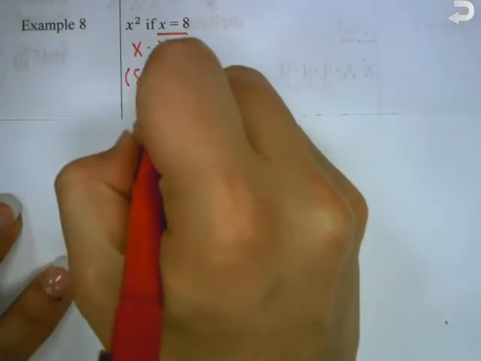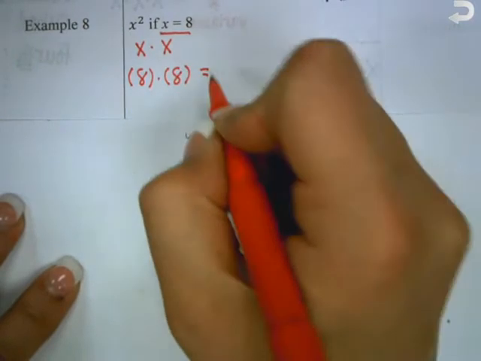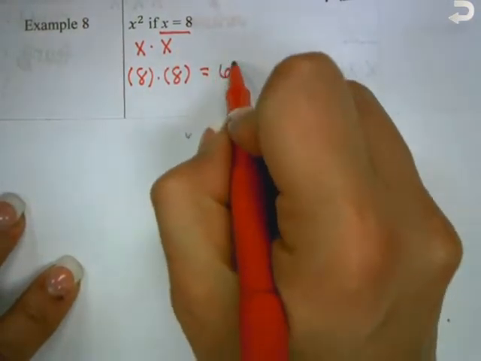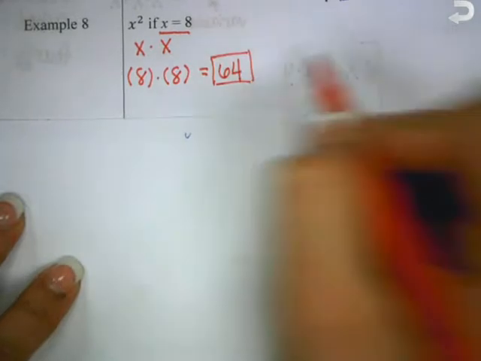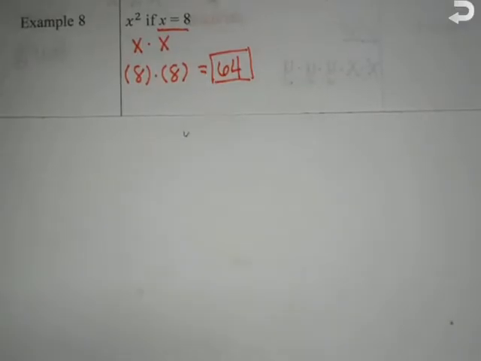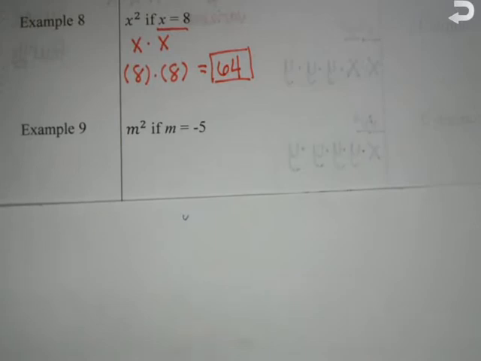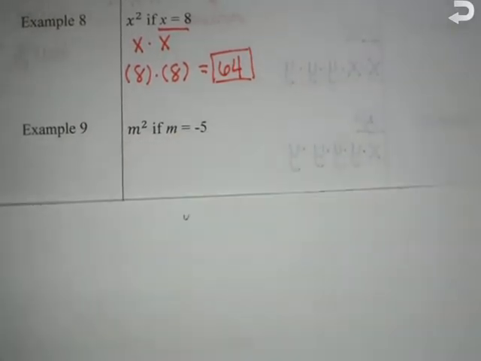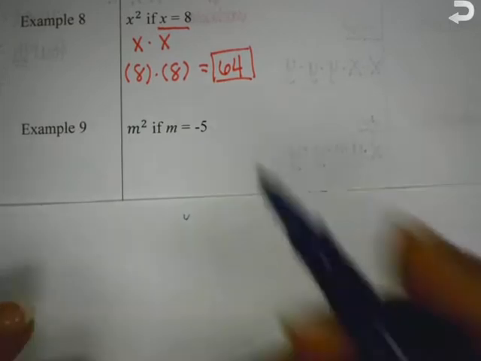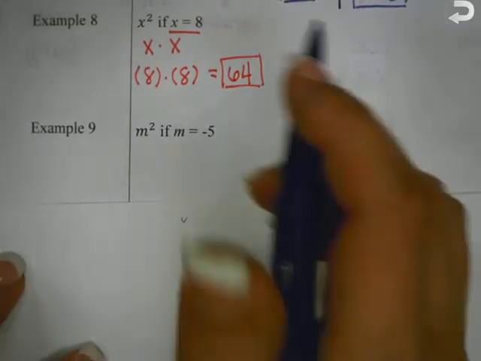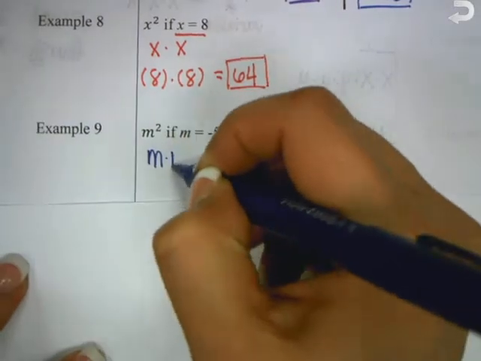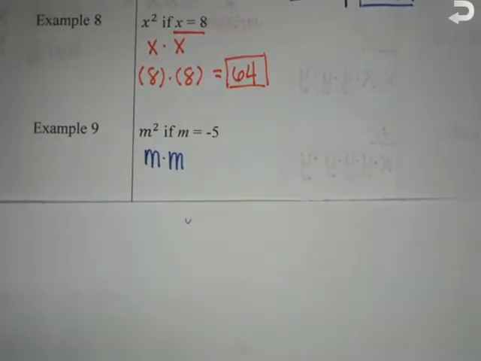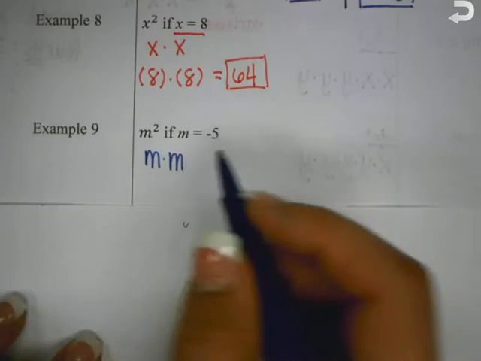Example 9. Try example 9 by yourselves, please. M squared if m equals negative 5. M squared expands to what? Good. M times m. Okay, and then what do I want to do next? Nika, what do I want to do next? How did you get that, Phil? Good. So we substituted negative 5 in for m. And negative 5 times negative 5? Positive 25. Excellent.